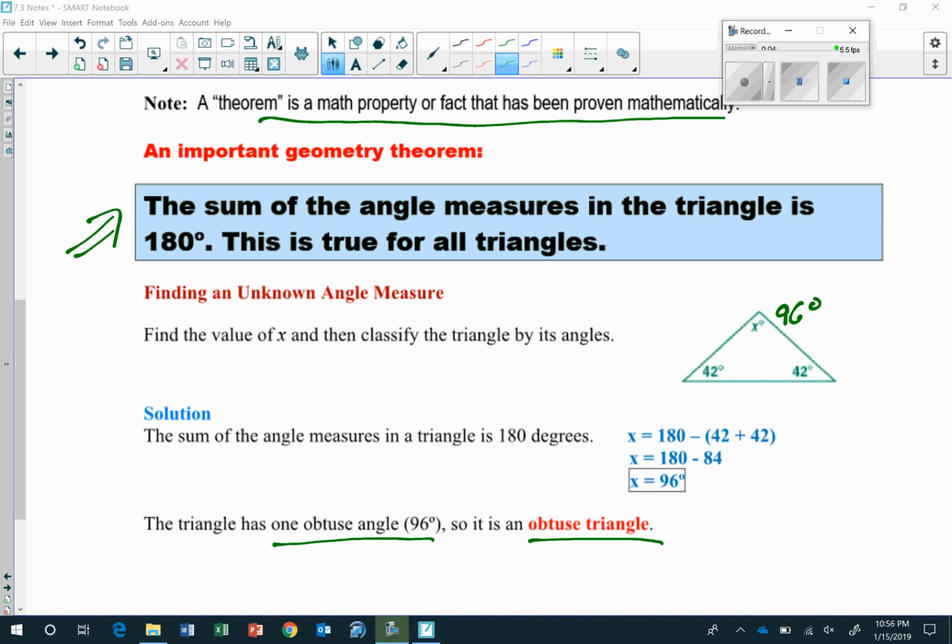So when you get to your homework and your check-in, it's going to ask you to find missing angle measures. So you would start with 180 degrees and subtract off the degree measures you're given, and it's going to ask you to classify it by its side lengths and by its angles.